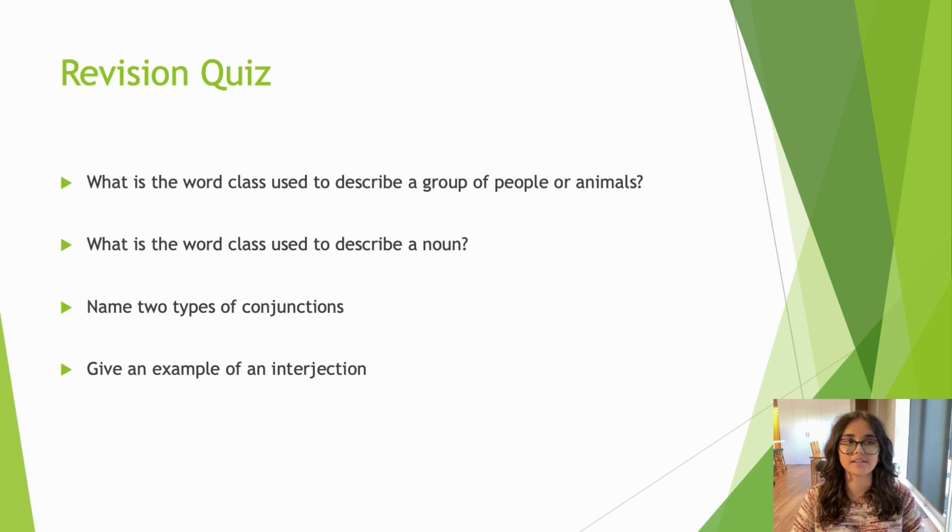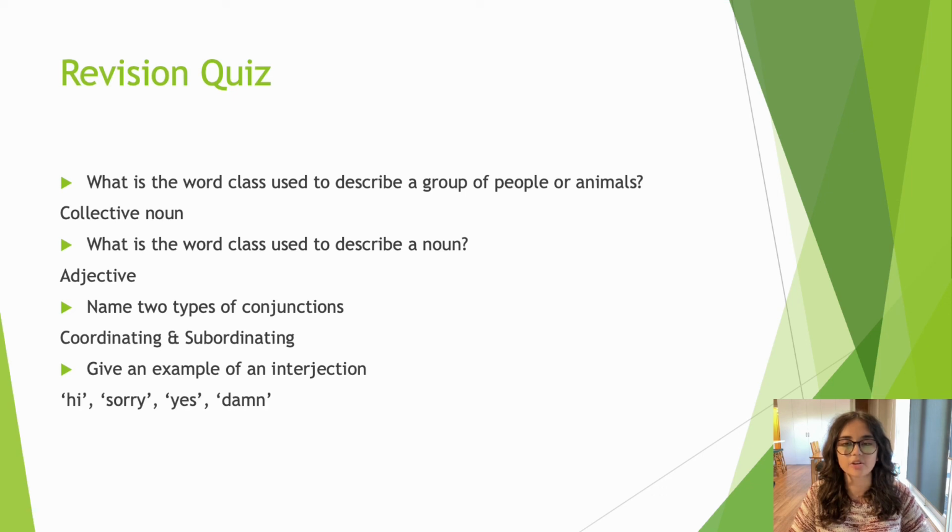Alrighty, let's go through the answers. So the first one, what is the word class used to describe a group of people or animals? The answer you should have got was a collective noun. What is the word class used to describe a noun? The answer is adjective. So adjectives describe nouns. Name two types of conjunctions, coordinating and subordinating. Coordinating being our FANBOYS conjunction, subordinating being everything else. And give an example of an interjection. Just got a few there. Hi, sorry, yes, and damn.